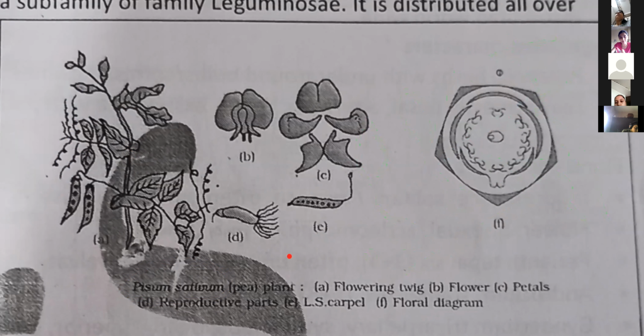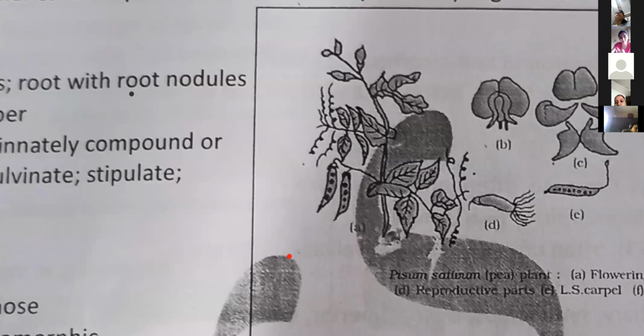Next. So this is the entire plant diagram. In that the stem axis is very weak, that's why it becomes a climber. Foliaceous stipules are there, reticulate venation is present in the leaf. These are the green peas, batana, their fruit.